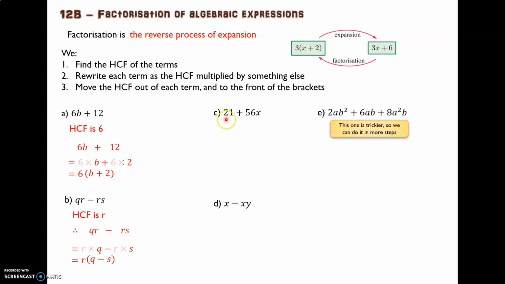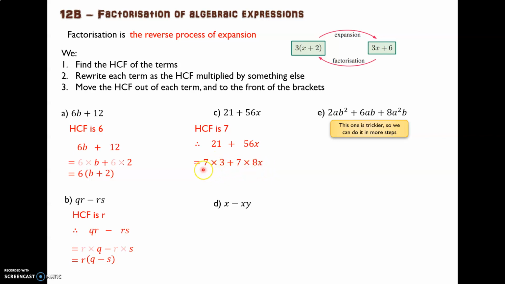Let's try another one. 21 plus 56x. Let's think of numbers that go into both. If you're good at your times tables, you might recognize that 7 goes into this 3 times, and 7 also goes into that. There are no letters in common here. So the HCF is 7. 21, we need to write as 7 times something. 21 is 7 times 3. 56x is 7 times 8x.